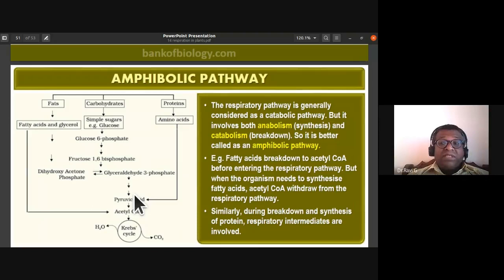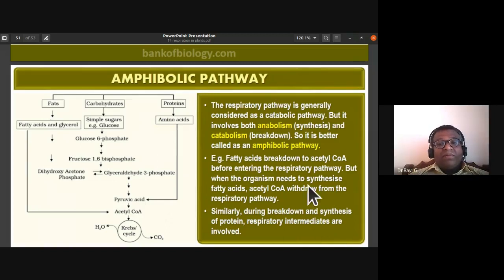But when the organism needs to synthesize fatty acids, acetyl coenzyme A is withdrawn from the respiratory pathway. Similarly, during breakdown and synthesis of protein, respiratory intermediates are involved. So there is breakdown as well as synthesis. The respiratory pathway is called amphibolic because not only breakdown but also synthesis takes place.